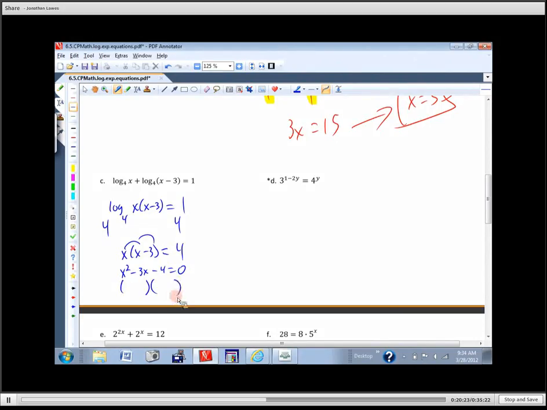Let's see, this would be two numbers that multiply to be -4 that combine to be -3. So if I use a -4 and a +1, that would do it, wouldn't it? So what are the two solutions I get from here? I get x equals 4 and I get x equals -1. Now, I've got two potential answers here. I've got the 4 and I've got the -1.